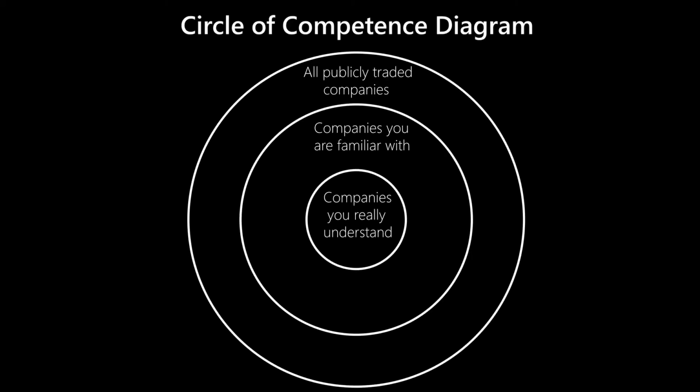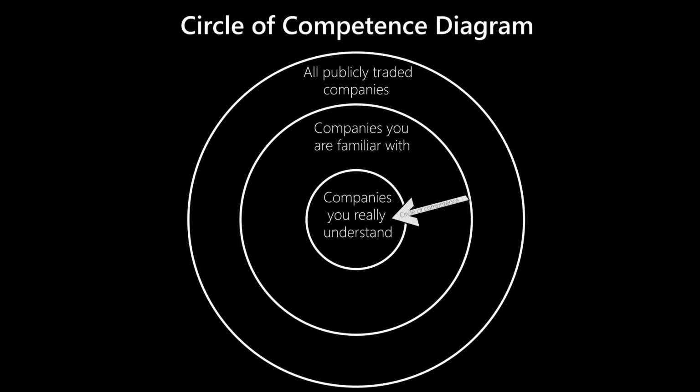Okay, so the best way to understand what the circle of competence is by using a diagram. So let's put one up on the screen. So here's a circle of competence diagram as it relates to the stock market. The largest circle there represents all publicly traded companies. The middle circle, which is a subset of the biggest circle, represents all the companies that you're familiar with. And the smallest circle, which is a subset of the middle circle, represents all the companies that you truly understand. And the middle circle is also your circle of competence.